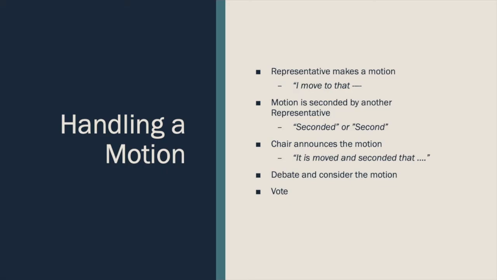Now, as I said before, there are various different types of motions, which we'll get into. Some motions aren't debatable. Some don't require to be seconded. We'll get into what that is. A main motion, which, as I said earlier, is whenever you're introducing a new item of business, you're making what's called a main motion. This is how main motions are handled. You make the motion, it's seconded, it's then stated by the chair, and then you debate and discuss the motion.